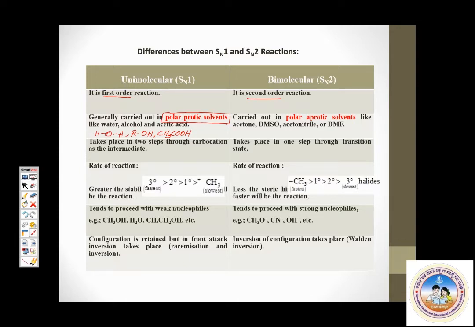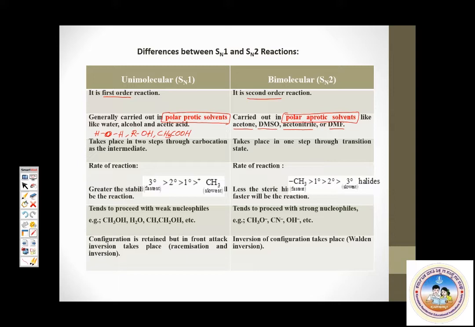oxygen, fluorine, and nitrogen. On the other hand, for SN2, which solvent is preferred? Polar aprotic solvents. These are solvents in which hydrogen is not attached to electronegative oxygen, nitrogen, or fluorine. Just the opposite of polar protic. So what are the examples under polar aprotic? You have acetone. You have a solvent called DMSO, dimethyl sulfoxide. Then acetonitrile, or DMF, called dimethyl formamide. All these are polar aprotic solvents.